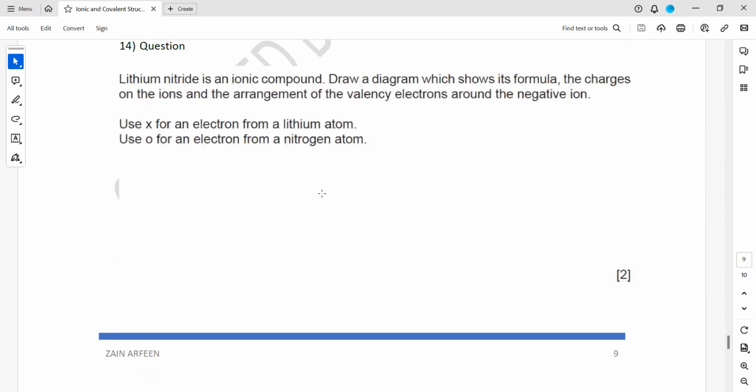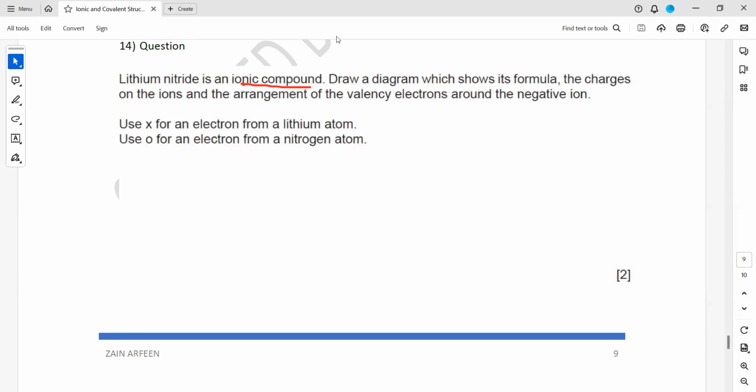The next, we have to draw the ionic structure of lithium nitride. Lithium nitride means lithium with nitrogen. So if you want to draw lithium nitride, an ionic compound, first draw a diagram to show its formula, the charges on the ions and the arrangement of valency electrons around the negative ion. So only for negative ions, we have to draw how the electrons are arranged in the valence shell. So first we identify that lithium nitride is an ionic compound. An ionic compound consists of a metal and a non-metal, formed by transfer of electrons.